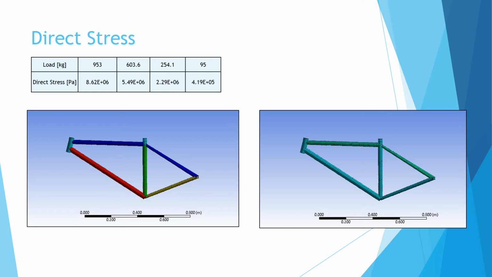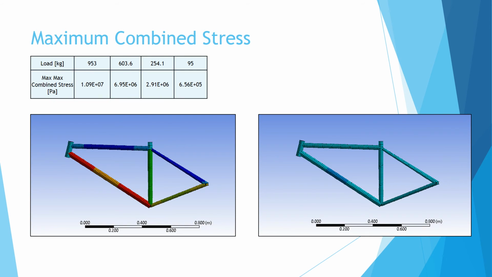Similar to the Baja car that we analyzed earlier in class, we also determined the direct stress that was experienced on the bike frame. The direct stress is the stress component due to axial loading. As can be seen, the picture on the left is when the largest load was applied, and the picture on the right is when the lowest load was applied. The direct stress of 8.62 times 10 to the 6th is actually extremely small. It's about 8 megapascals, and that is not anywhere close to failure for the material used for this project. So the direct stress experienced is quite small and can basically be negligible.